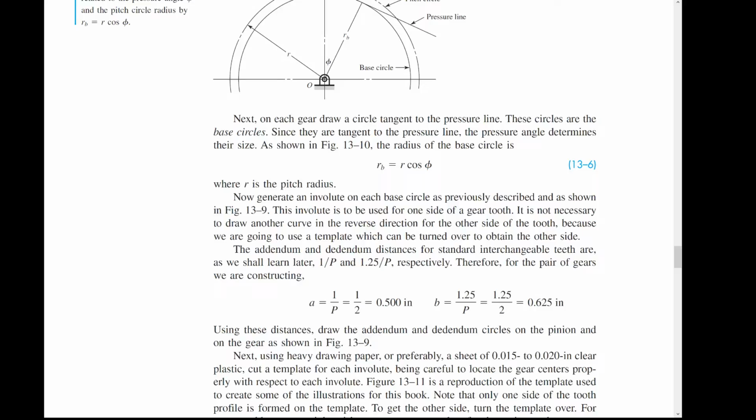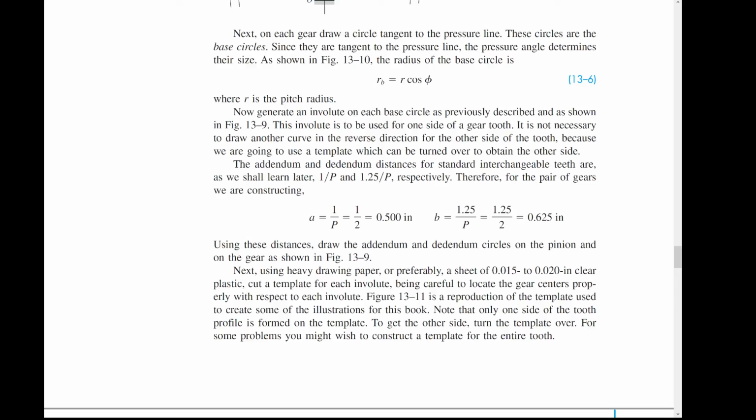Perfect. The addendum and the dedendum distances for standard interchangeable teeth are, as we shall learn later, or now, 1 over p and 1.25 over p, respectively. Therefore, for the pair of gears we are constructing, A equals 1 over p equals 1/2 equals 0.500 inches.